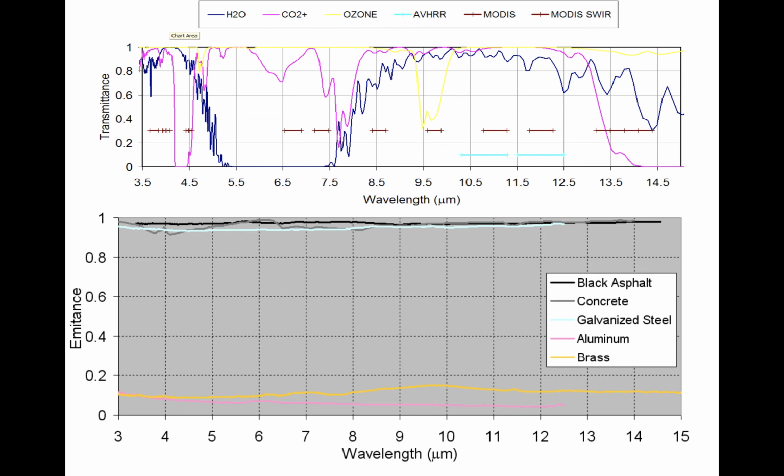Man-made surfaces also have variable emissivity. Asphalt, concrete, and steel are examples of objects with high emissivity at a variety of IR wavelengths. However, aluminum and brass are extremely poor emitters, as seen by the orange and pink lines at the bottom. Even if hot, the emitted radiance, and thus the brightness temperatures representing these surfaces, would be quite low.